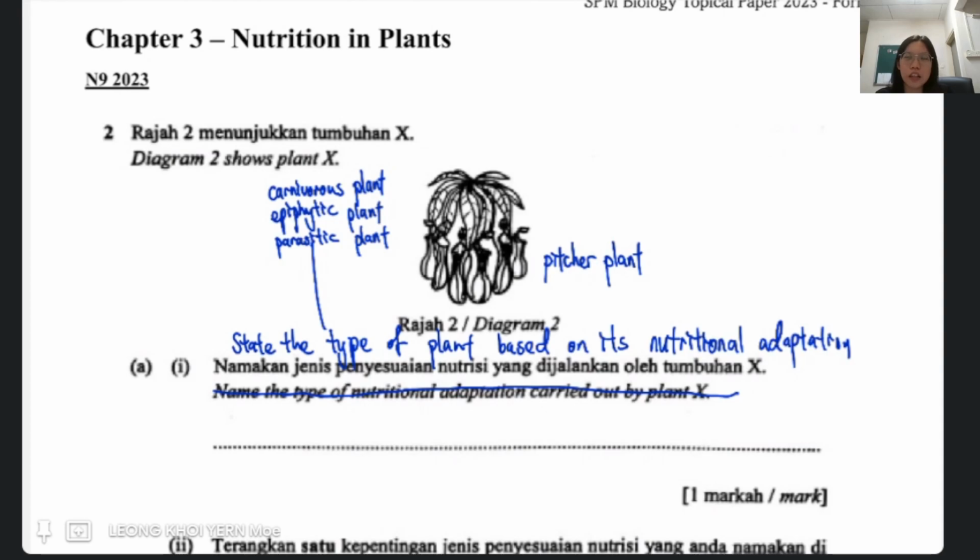This is actually in the Form 5 syllabus. So let's take a look at the question. Diagram 2 shows plant X and they want us to state the type of plant based on its nutritional adaptation. Based on this SPM syllabus, we only learn these three: carnivorous plant, epiphytic plant, and parasitic plant.